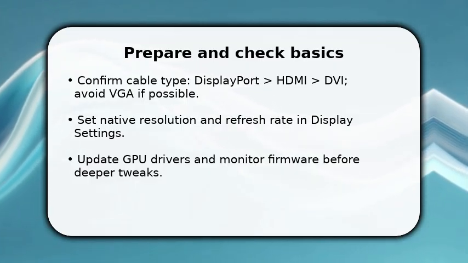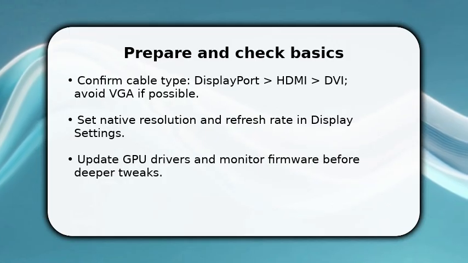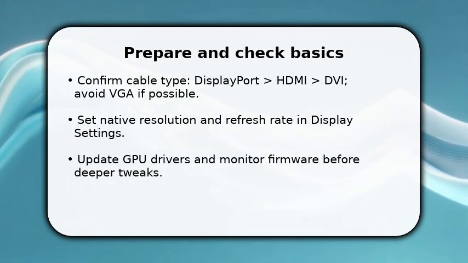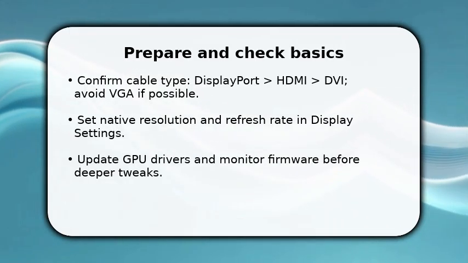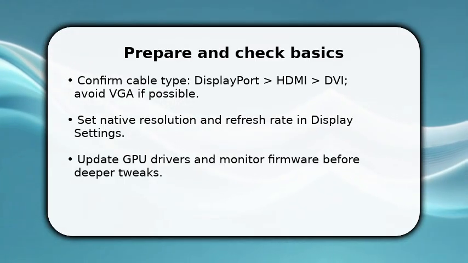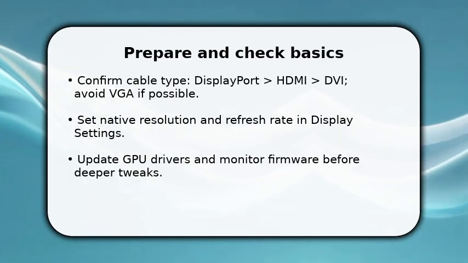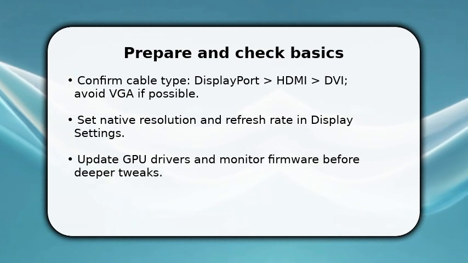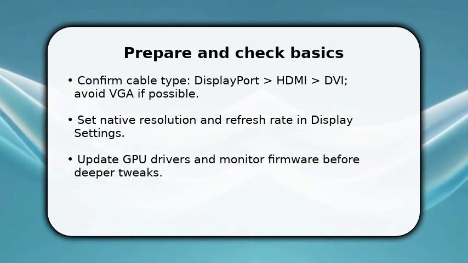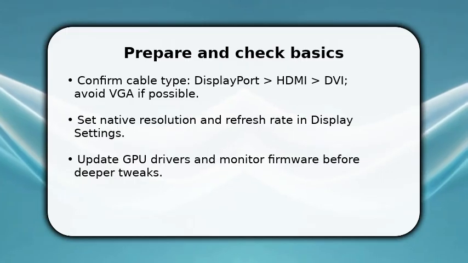Next, set your monitor to its native resolution and the highest supported refresh rate in display settings so pixels map correctly. Also update GPU drivers and check for monitor firmware updates. These often fix stutter bugs. Once done, restart the system to apply changes, and make sure the monitor's on-screen settings like overdrive or game mode are at defaults before optimizing.